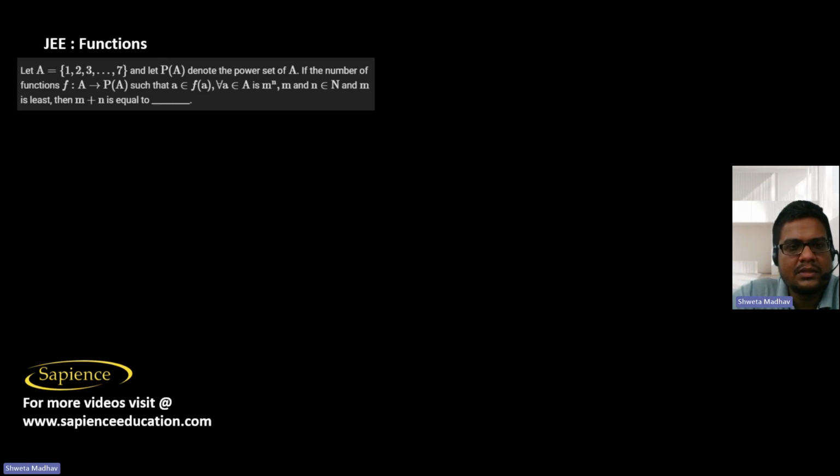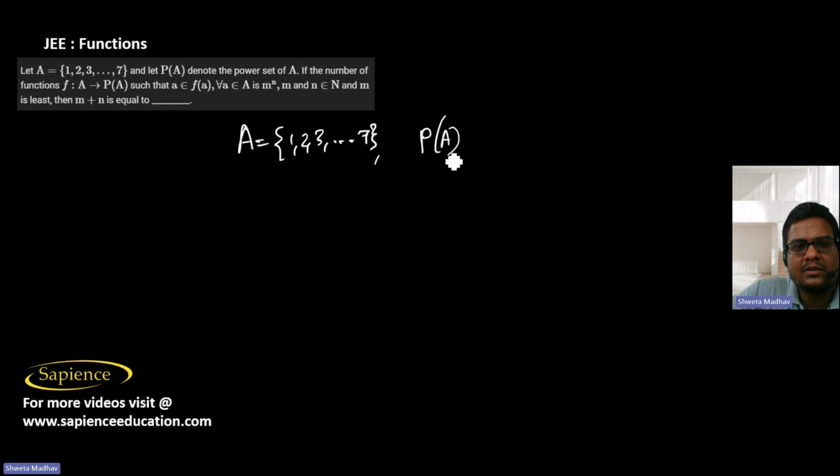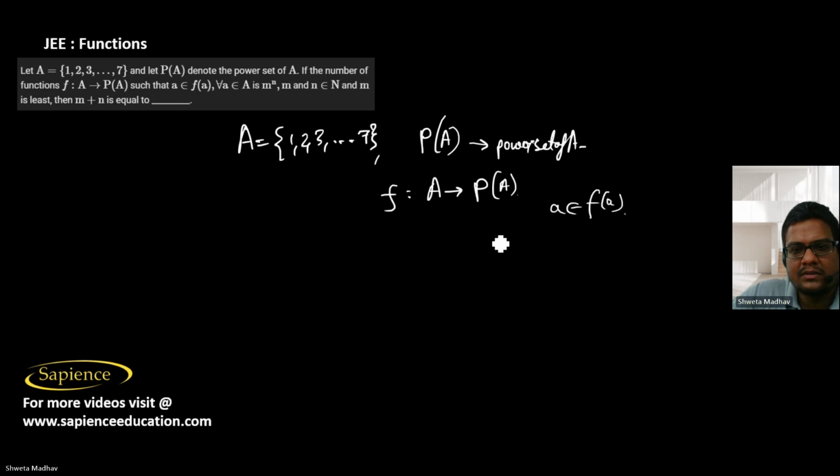Now here it is told that in the set A, that is 1, 2, 3 till 7, let P of A denote the power set of A. If the number of functions from A to the power set of A such that a belongs to f of a is m power n.